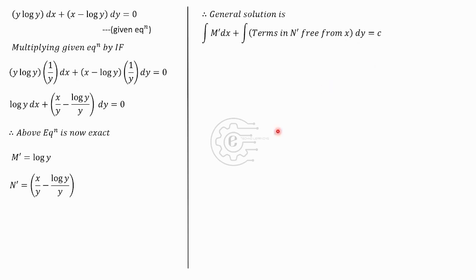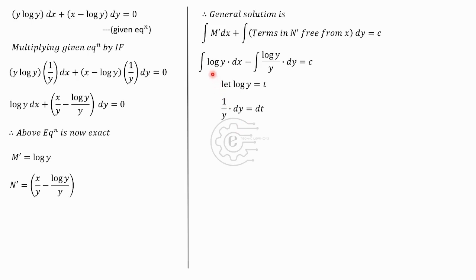Let us substitute the value here. So we write integration of log y into dx plus, now here from the equation of N dash we have to consider only those terms in which x is not present. So the second term satisfies this criteria, therefore we write minus integration of log y upon y into dy equal to c. Now for the second term we will use the method of substitution. So we write log y equal to t. Let us take the derivative. So we write 1 upon y into dy equal to dt.